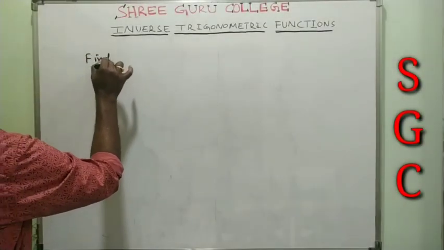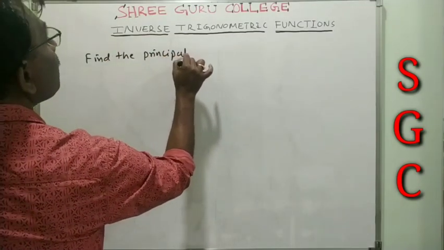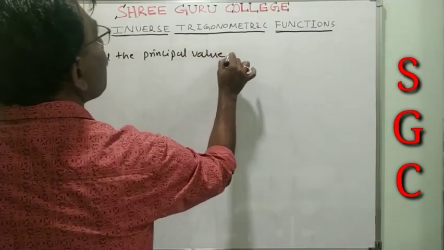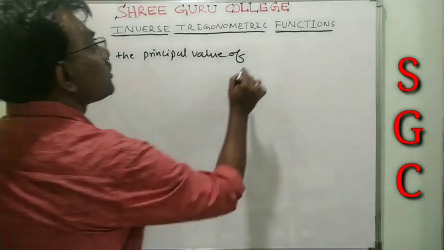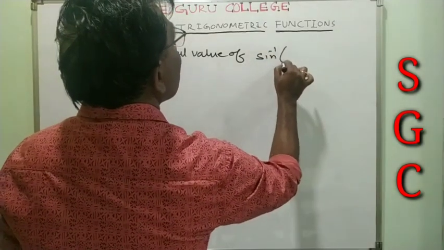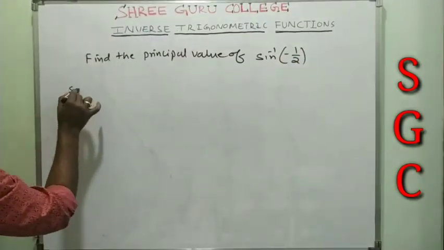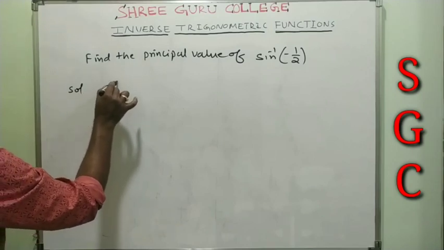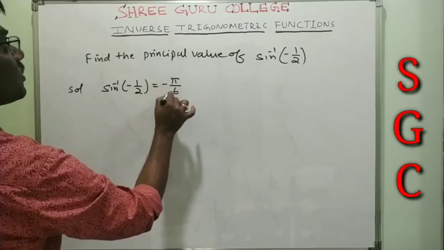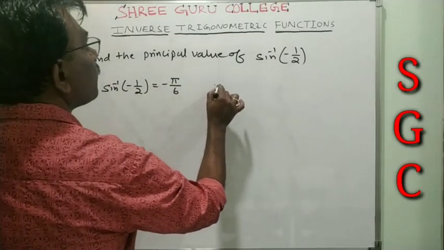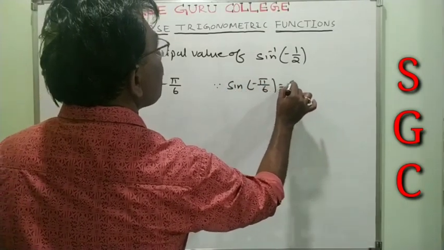Find the principal value of sine inverse of minus 1 by 2. Sine inverse of minus 1 by 2 is minus pi by 6, because sine of minus pi by 6 is minus 1 by 2.